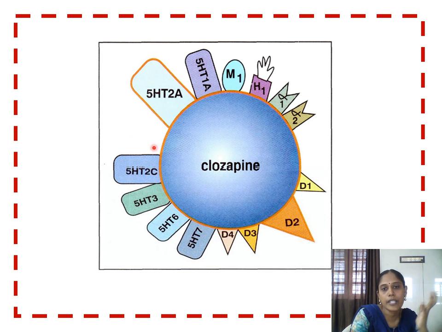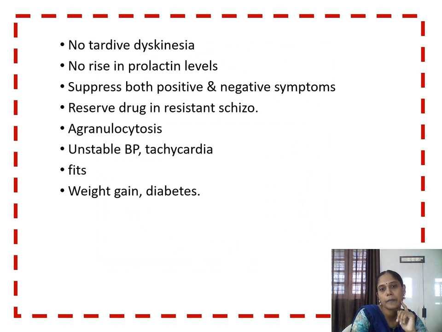So clozapine has action on multiple receptors. Except SRI and NRI, it has action on other receptors like 5-HT2A, also D4 blocking will be there, okay? So alpha 1, H1, M1 and 5-HT1A, 2C, 3, 6, 7. So all the serotonin receptors. The advantage of clozapine is it will not cause tardive dyskinesia because the D2 blocking action is very less. D2 blocking is correlated with extrapyramidal side effects. Since D2 blocking is less, extrapyramidal symptoms like tardive dyskinesia will be lesser with atypical antipsychotics like clozapine, and there will not be any rise in prolactin levels. So it controls both the positive and negative symptoms.